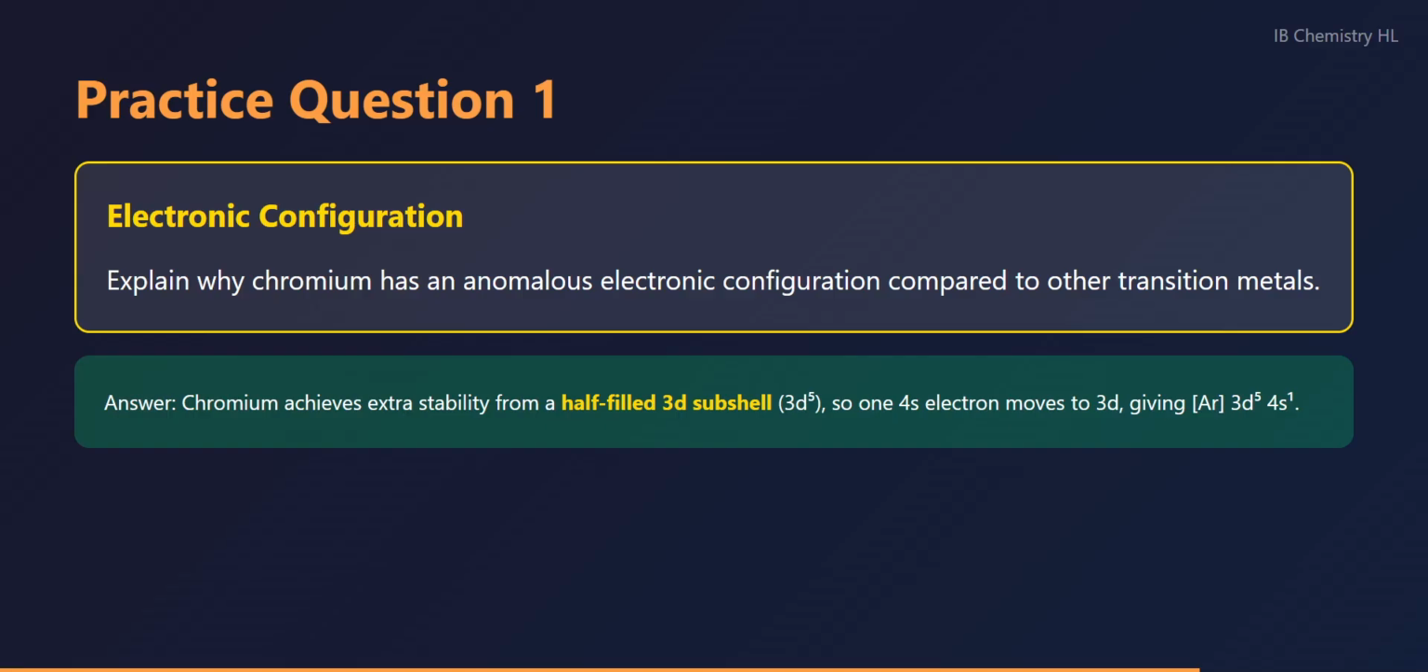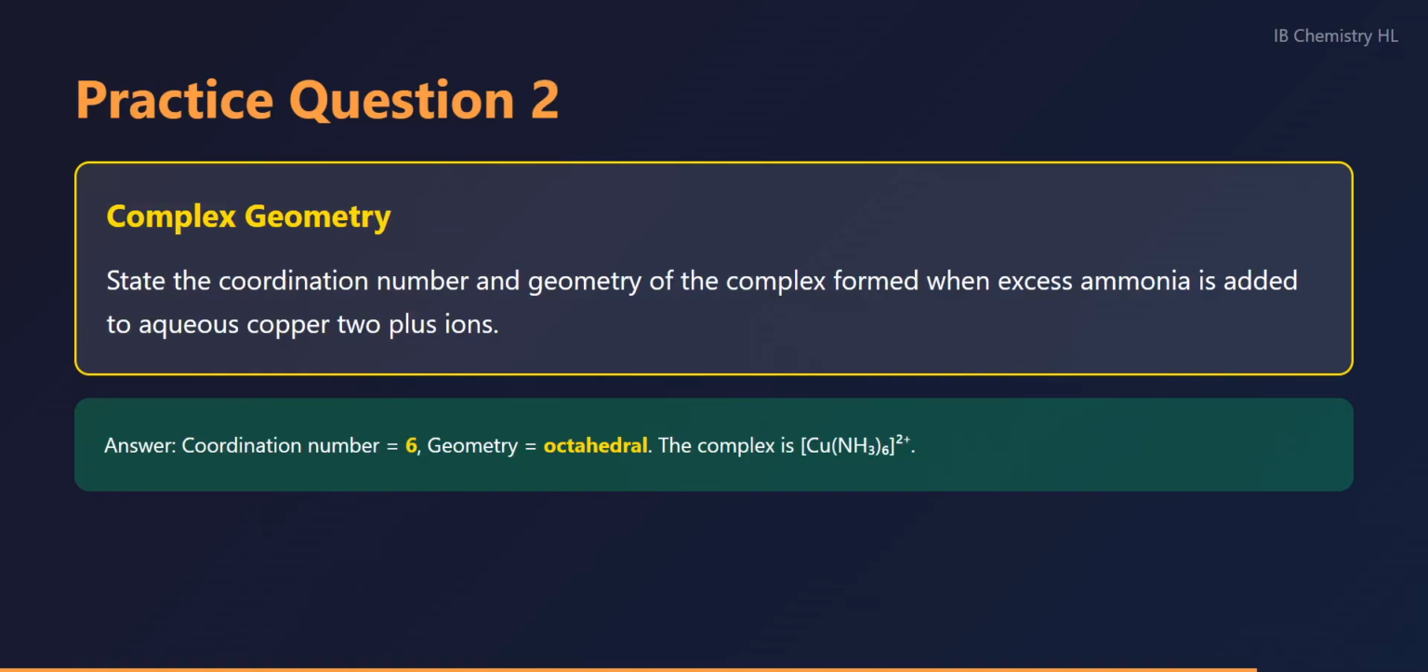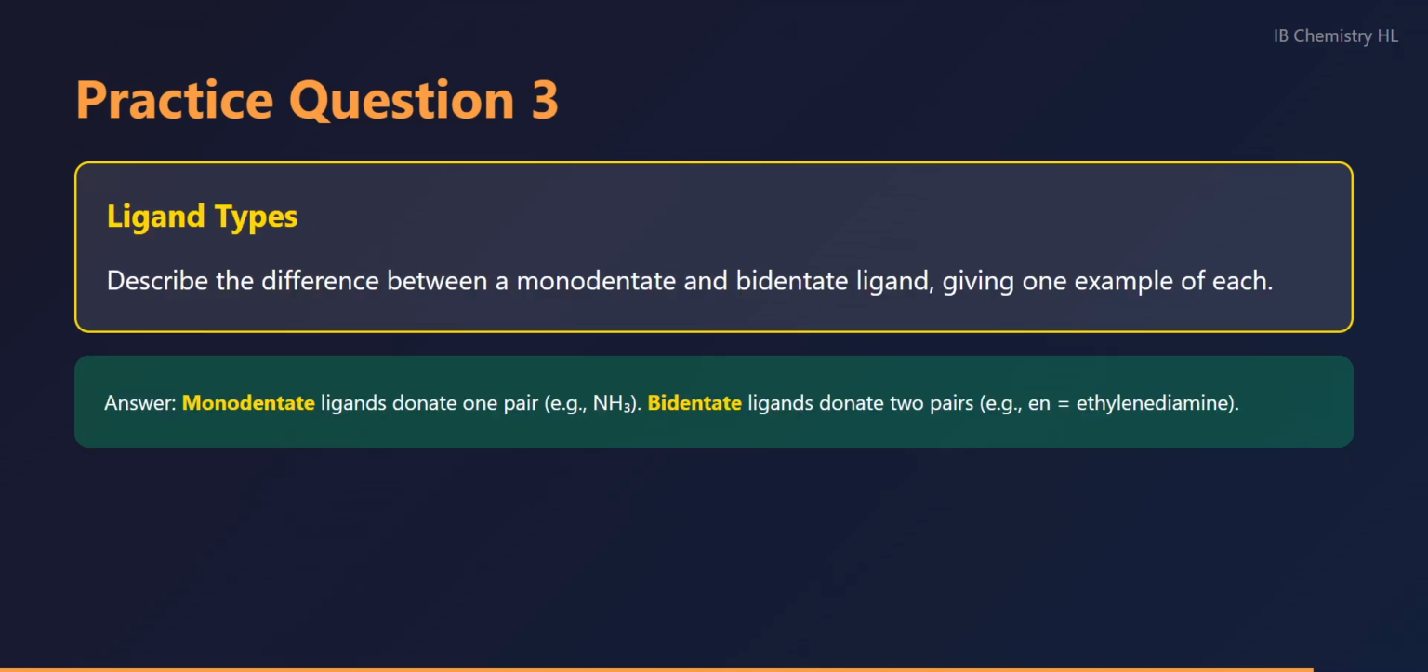Let us try some practice questions on transition metal concepts. Question 1. Explain why chromium has an anomalous electronic configuration. Question 2. State the coordination number and geometry of the complex ion formed when ammonia ligands replace water ligands around copper 2+. Question 3. Describe the difference between a monodentate and bidentate ligand, giving one example of each. Question 4. Explain why transition metal complexes are often colored. These questions cover the key concepts in this topic.